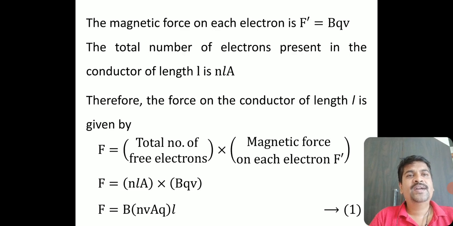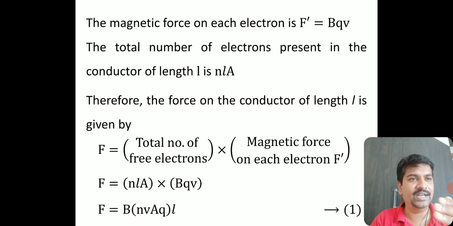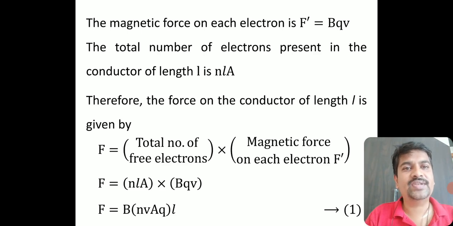Next, let me look for the force on the conductor of length L. The force is equal to the total number of free electrons into the force experienced by each electron. So the force on each electron multiplied by the number of electrons. We know the number of electrons in the conductor is N into L into A, multiplied by the force on each electron, which is Bqv. I'll get a very lengthy equation, which is BnVAQ.